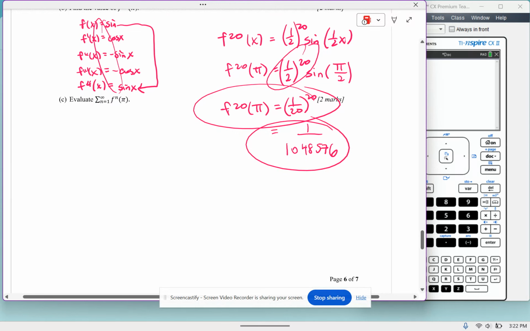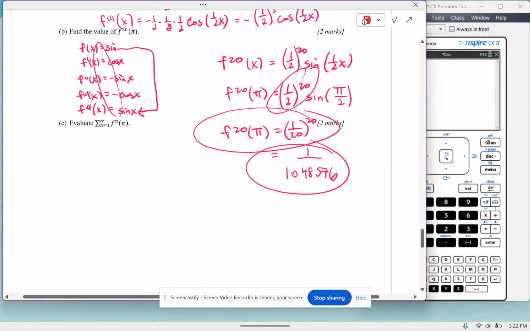It says, evaluate from n up to infinity of the nth derivative of f at pi. So what I'm doing here is I'm going to take the first derivative at pi, so that's when n is 1, and I'm going to add it to the second derivative at pi, and then I'm going to add it to the third derivative evaluated at pi. And let's see if we can find a pattern. We're going to continue with this on to infinity.